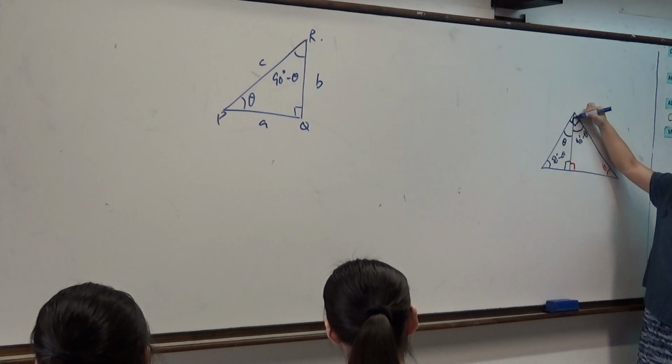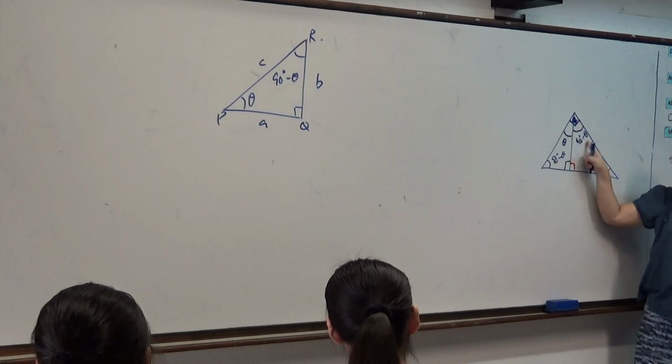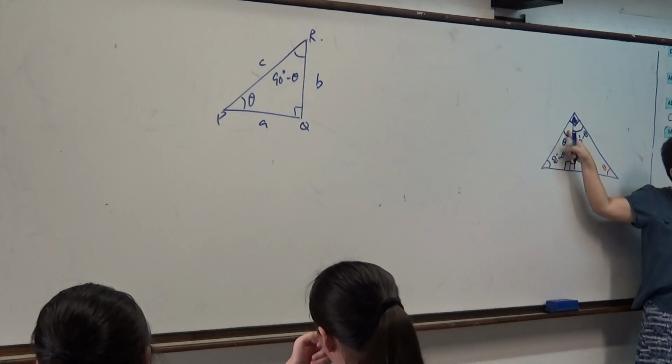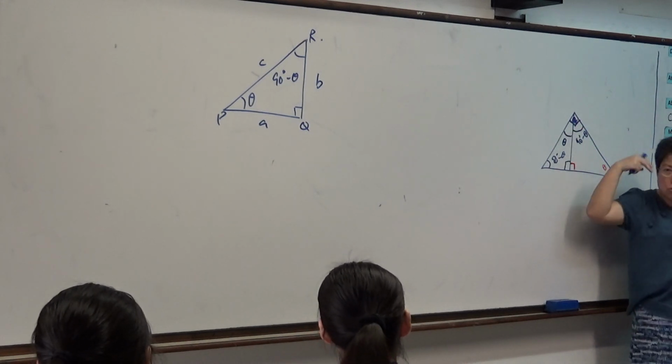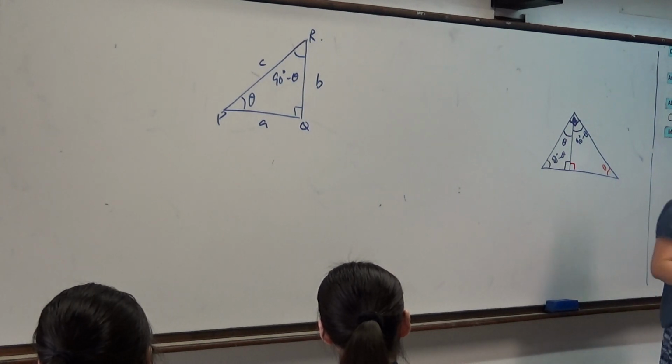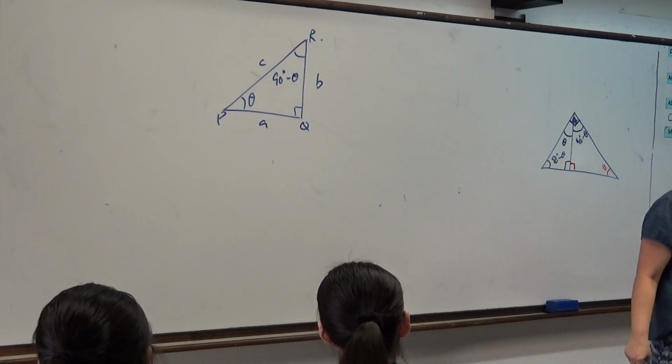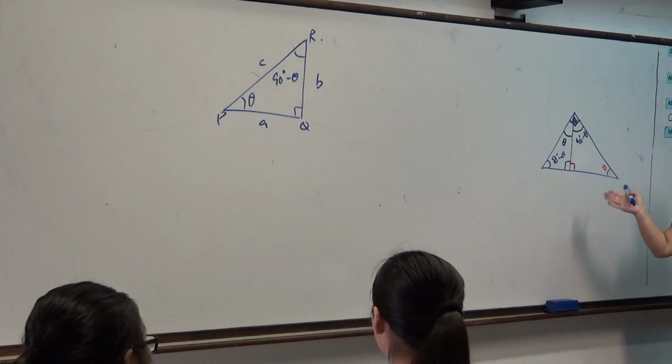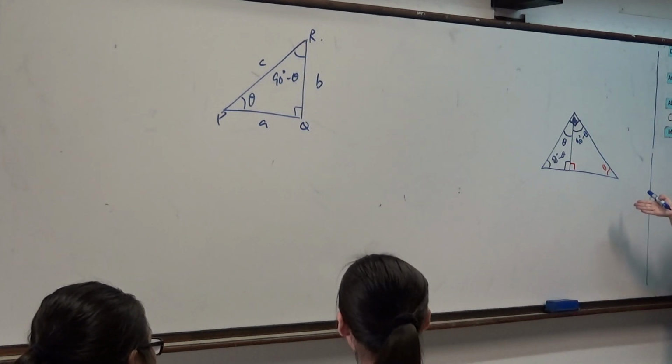But you must know this is 90. Therefore, this one is 90 minus theta. This one must be theta, right? Agree or not? So you must know all this. Do you understand? Nobody will tell you, you must know. Understand? This is common algebra, very basic algebra, okay? Can or not?